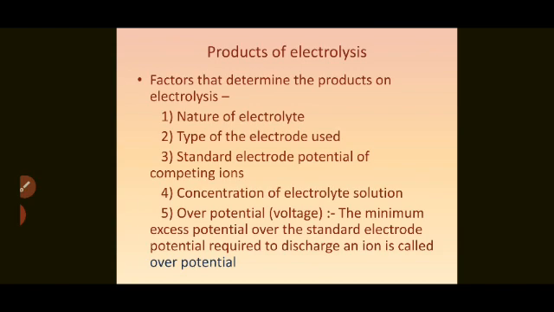What is over potential? It is the minimum excess potential over the standard electrode potential required to discharge an ion. That is called over potential. So by knowing all these factors, anyone can carry out the electrolysis to get the pure metal, and this method is applied industrially, especially for the purification of aluminium or copper, or even for sodium, etc.